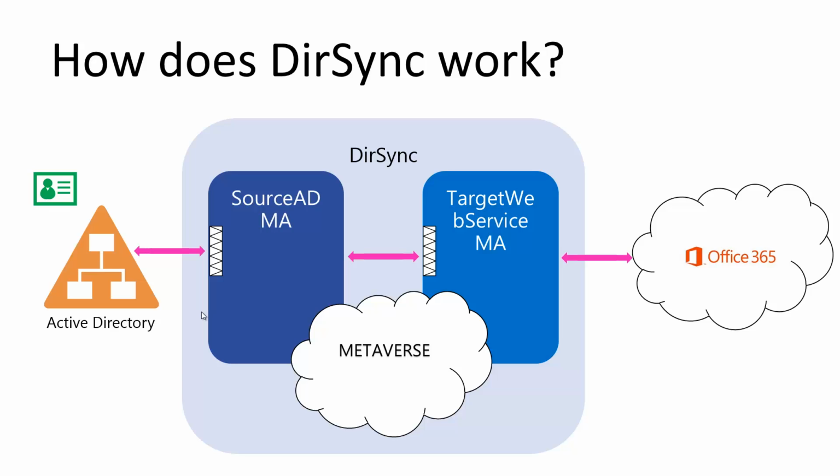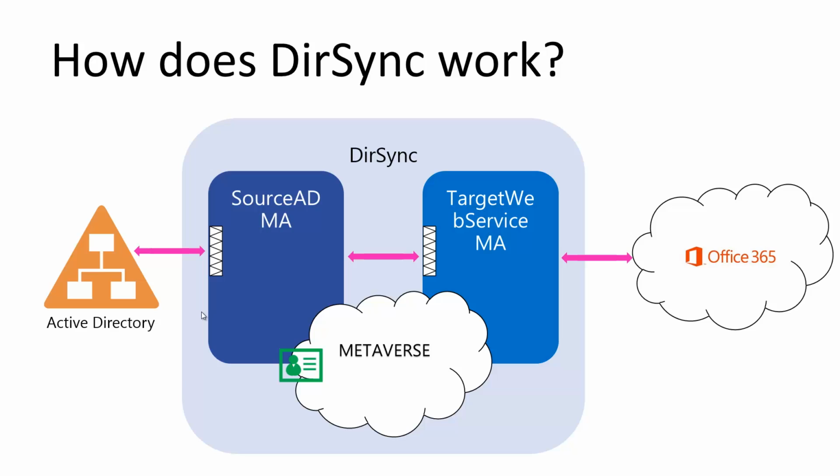So what happens in a first stage of a directory synchronization is that objects and attributes from your on-premises environment are being read by the source AD management agents, and they go through a filter before they hit the metaverse. So this effectively means that not all items from your on-premises Active Directory will end up in the metaverse, and as a result, not all objects from Active Directory will end up in Office 365. And we'll get deeper into that in just a moment.